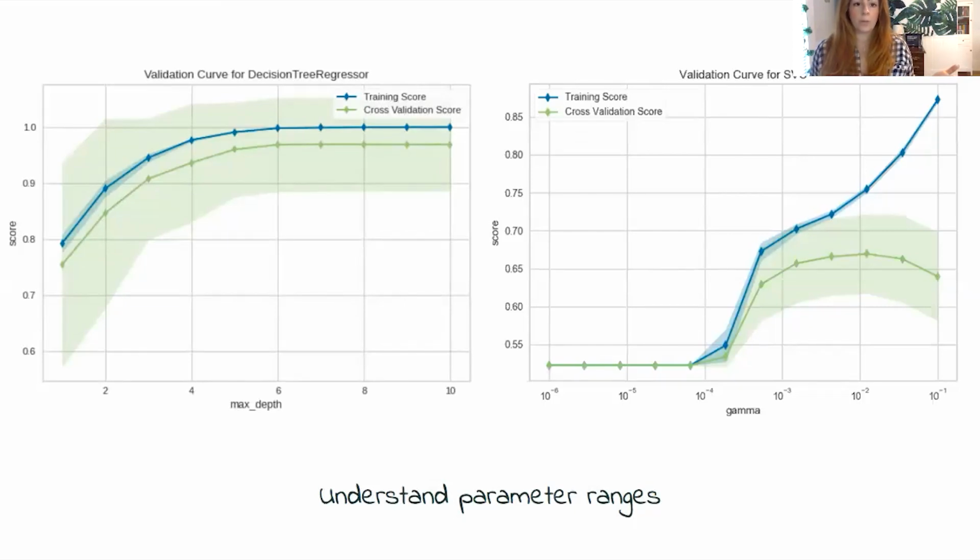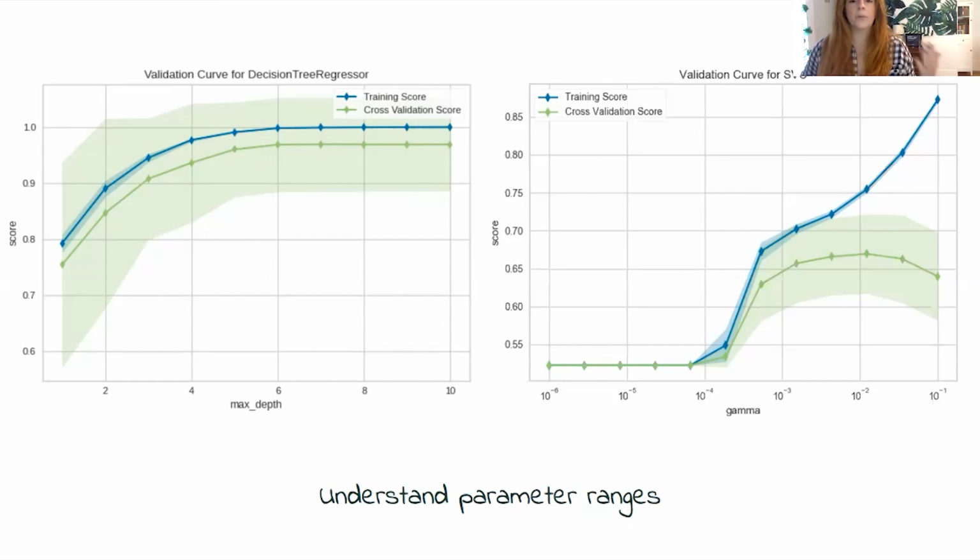Another thing that we might want to do is really think deeply about the parameter ranges that we're searching in when we do something like a grid search. For a grid search, what we are doing is setting multiple different parameter ranges to explore simultaneously.